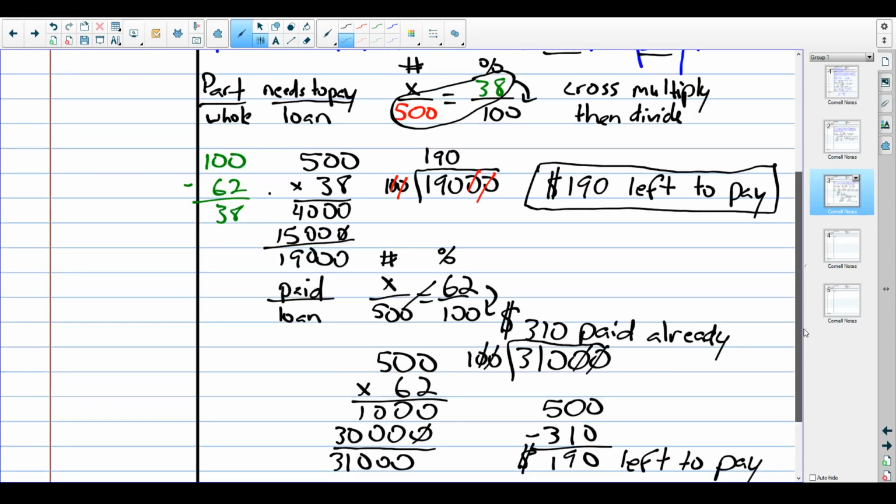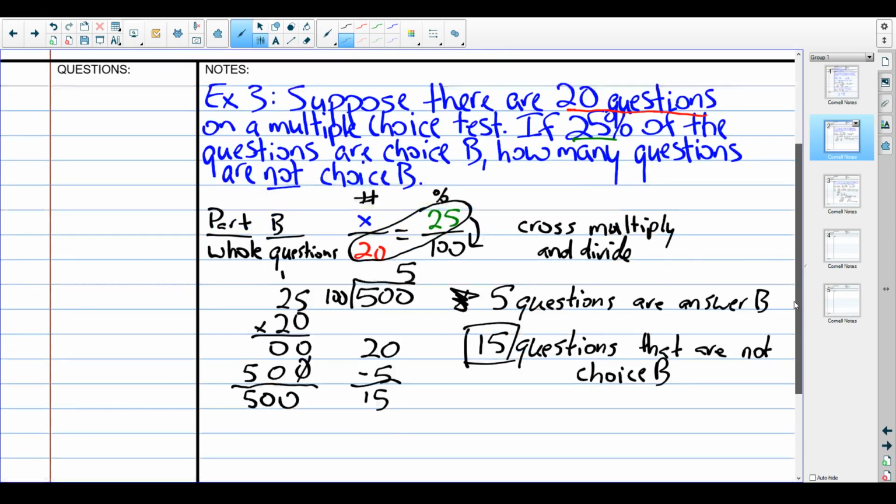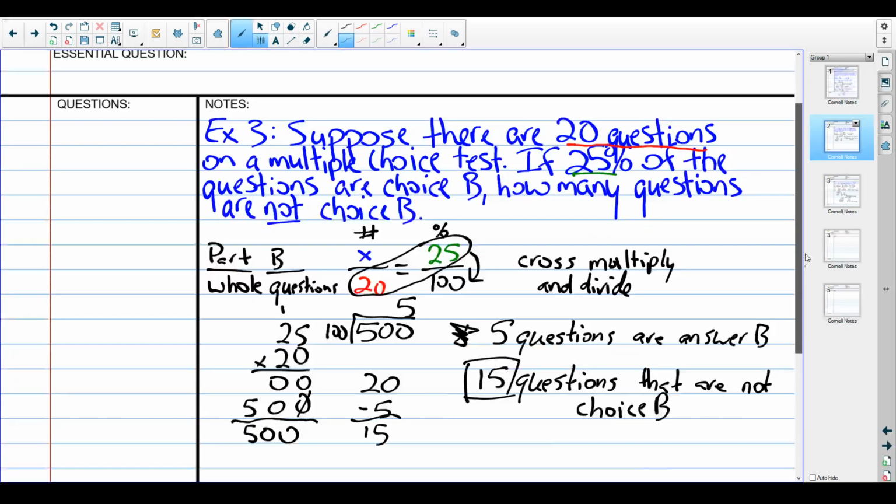And the questions won't always be that difficult. Like this could just as well say Jody still has to pay 38% of her loan. How much does she still need to pay? Then there's no extra steps. But sometimes, and this was the same thing, the question is just giving us hard questions, where the information it gives us is the opposite part of what we actually care about.